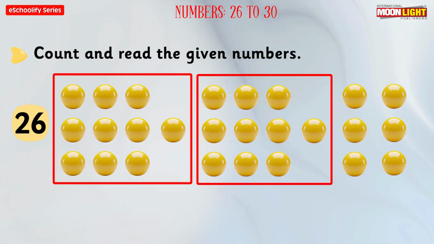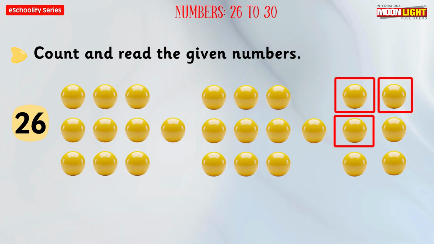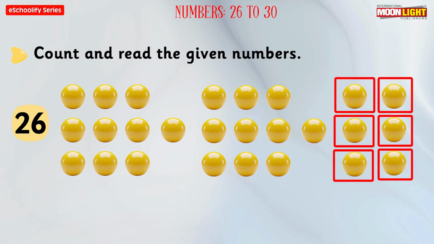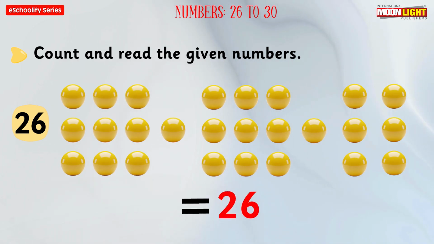There are two tens. 10 and 10 make 20. How many ones are there? 1, 2, 3, 4, 5, 6. 6 ones. 20 and 6, 26.